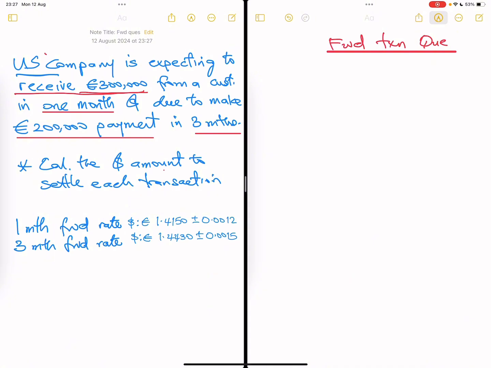Now we're asked to calculate the dollar amount that this company needs to close each of those transactions, and we've been given the 1 month forward quote and 3 month forward quote. And look at the quote system they've given us in a spread form. So remember, the first step is we need to standardize the quote. So let's get that done quickly.